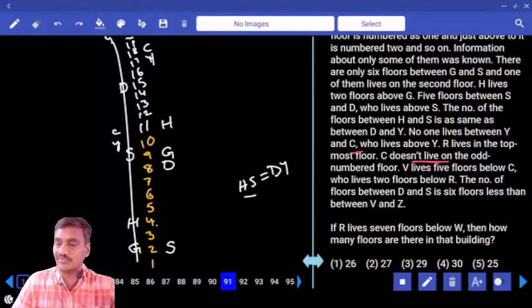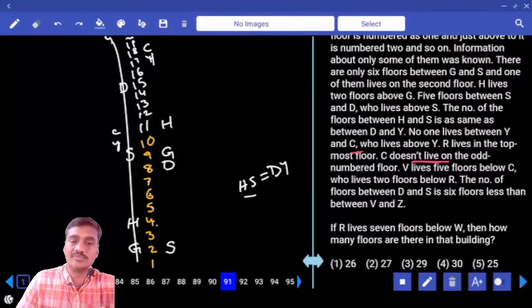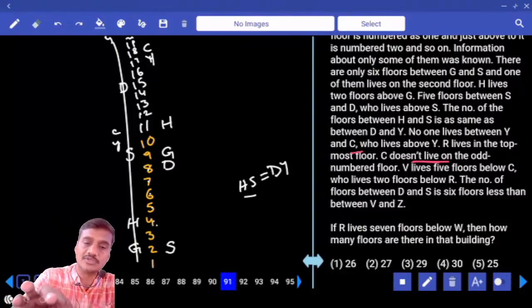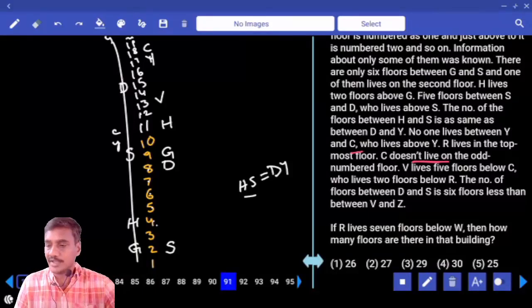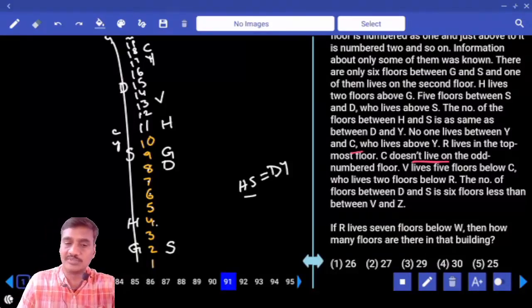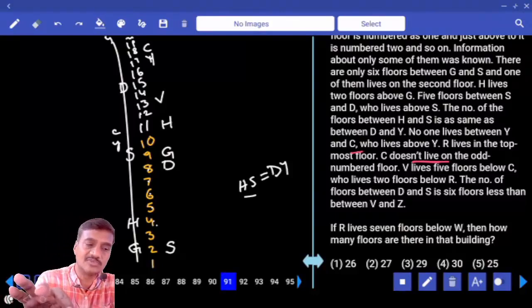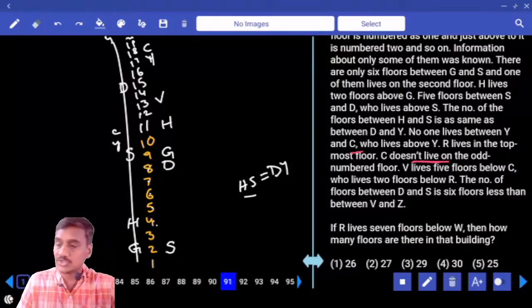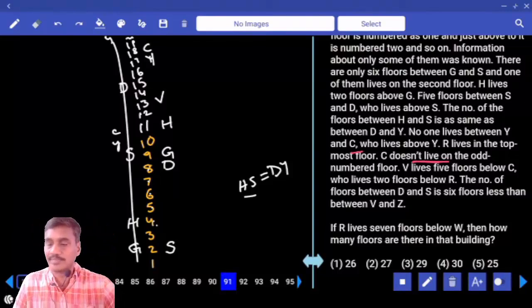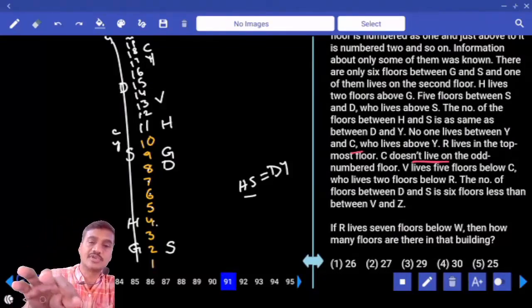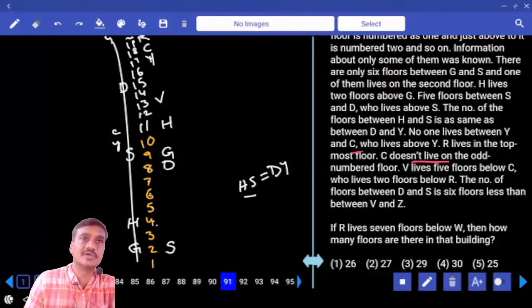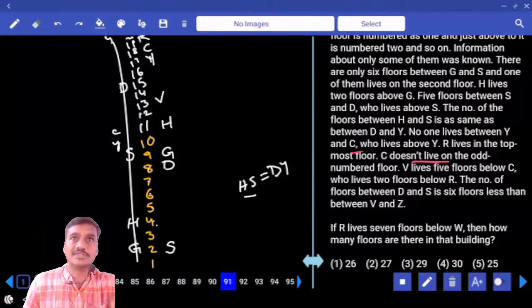And V lives 5 floors below C. 5 floors below C అంటే ఎన్ని రావాలి మధ్యలో? 1, 2, 3, 4. And V lives 5 floors. Hence V must be on the 13th floor. And next one, C who lives 2 floors above R. C is 2 floors above R కాబట్టి R ఎక్కడ ఉండాలి? C is 2 floors below R, and that means R must be on the topmost floor. C 18th floor కాబట్టి R ఎక్కడ ఉండాలి చెప్పండి? R must be on the 20th floor. R is on the 20th floor.